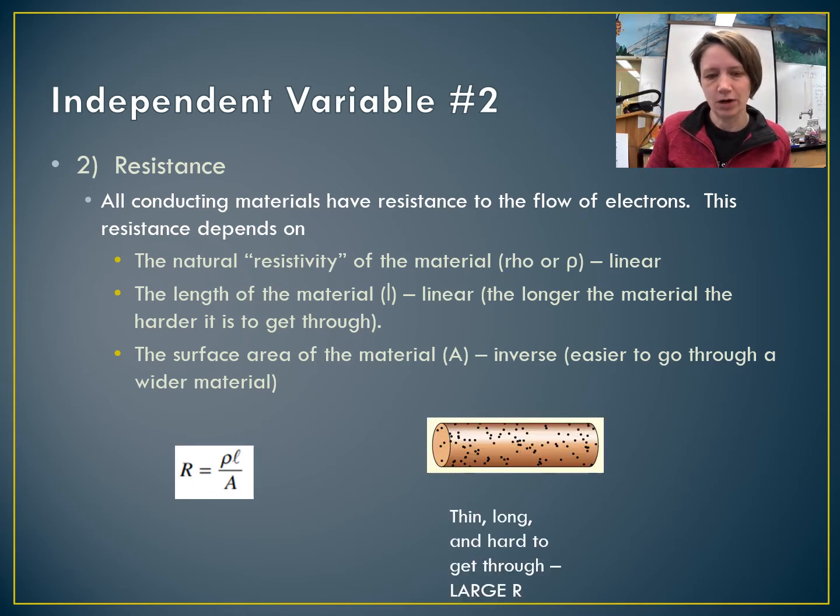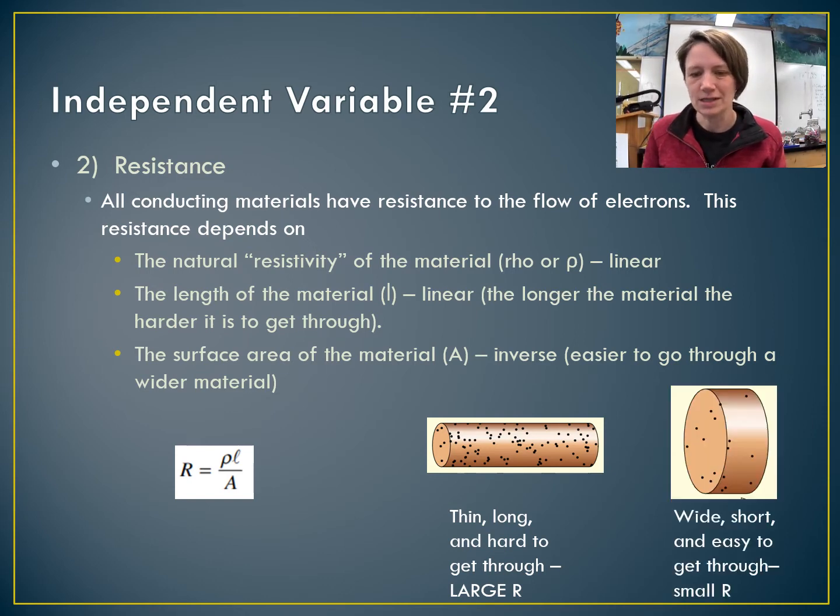Couple quick examples, right? If you have a relatively thin, long wire made of a material that's pretty hard to get through, that is overall going to have a large resistance. Compare and contrast to this other wire, which has less resistivity. There's less like things impeding the flow of electrons. Plus, it's also a shorter wire. Plus, it's also a wider wire. So that's going to be a much smaller overall resistance value.